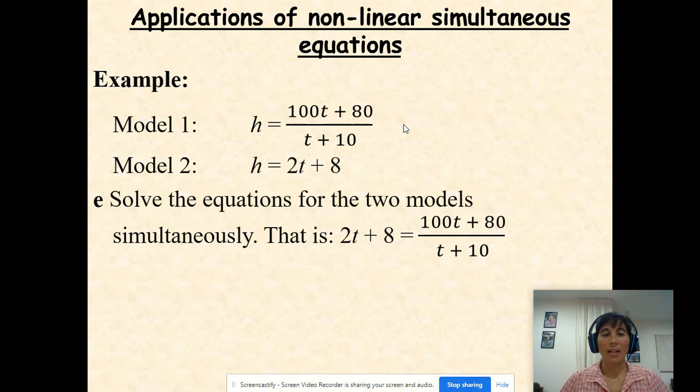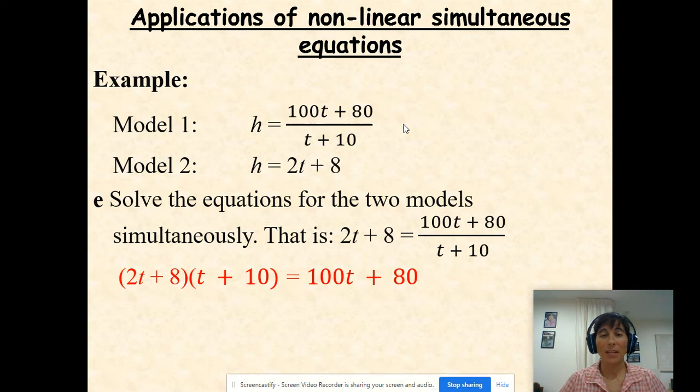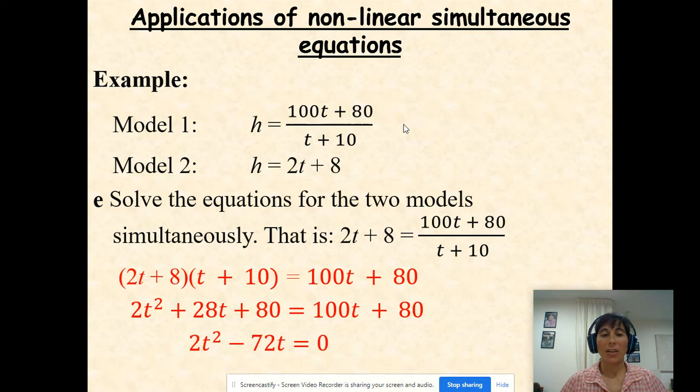E. Solve the equation for the two models simultaneously. So that means setting them equal to each other. So I've just put equation 2 is equal to equation 1 there. So how would we look to solve that? We would multiply the denominator t plus 10 up onto the left-hand side, just to get rid of that fraction, because remember we hate fractions. Next step, expand out those brackets, then gathering our like terms.